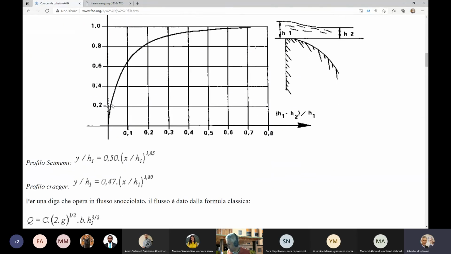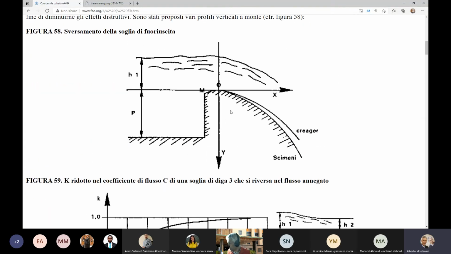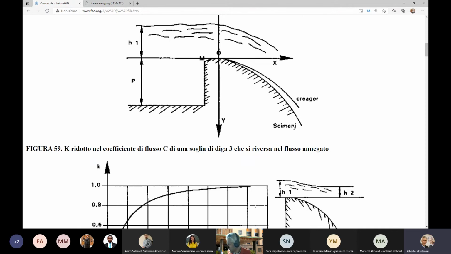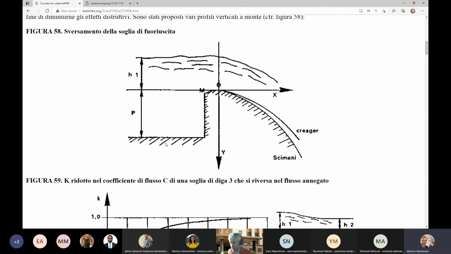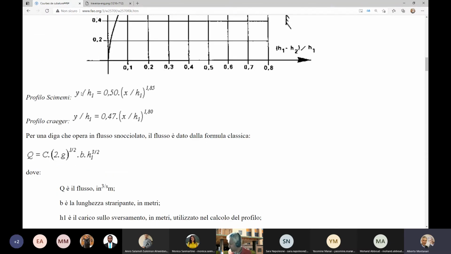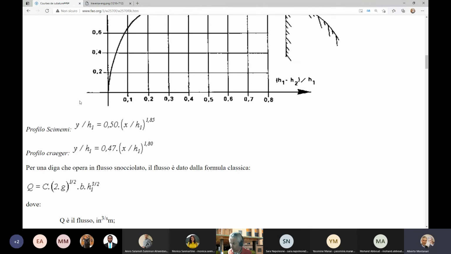I translated it here. So first of all, you see this figure with the two profiles. And the Krieger one is a little bit more elevated with respect to the Shimemi one. And here they use Shimeni with the final N. I think the correct name was Shimemi with the final M. And these are the two relationships of the two profiles. You don't need to learn them by memory, absolutely. You see that they are very similar.